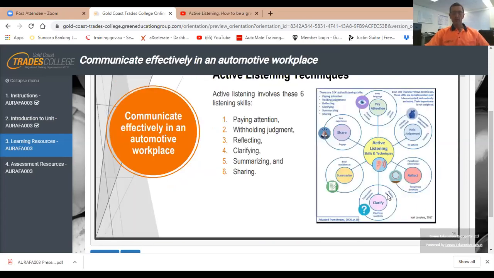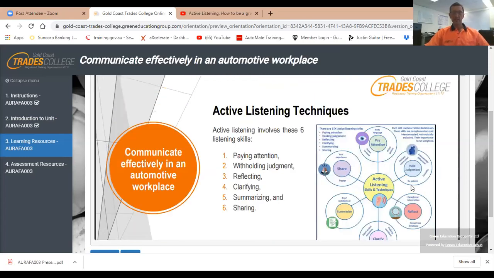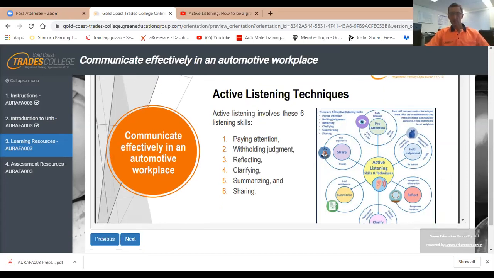There are some really important active listening techniques. There are 6 skills here that I've detailed. The first one will be paying attention. So pay attention to things like body language. Pay attention to other people's facial expressions as well. So when you're listening, pay attention to the other person. Look at them in the eye, make eye contact with those people. It will significantly improve your communication when you pay attention.